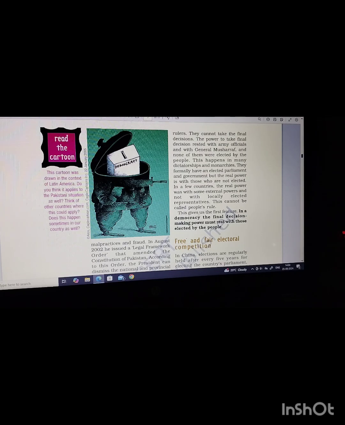This gives us the first feature. In a democracy, the final decision-making power must rest with those elected by the people. So here we got our first feature of democracy, that is, in a democracy the final decision-making power must rest with those elected by the people.